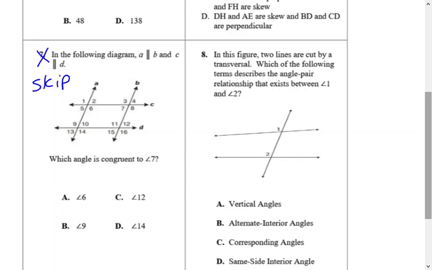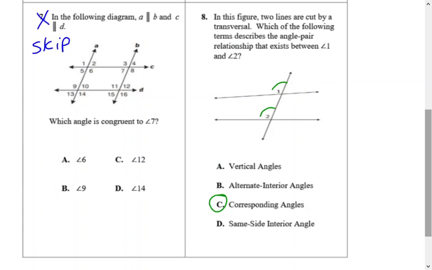So in this figure, 2 lines are cut by a transversal. Now, even though the lines don't look parallel, we can still have a transversal. Transversal just means that it intersects 2 lines. Which of the following terms describes the angle pair relationship that exists between 1 and 2? So we have angle 1 and angle 2. Corresponding angles are when you move down the transversal and they stay in the same position. So 1 is in the upper left and 2 would be in the upper left, makes those corresponding. They're not congruent to each other unless those lines are parallel, but they're still called corresponding angles.